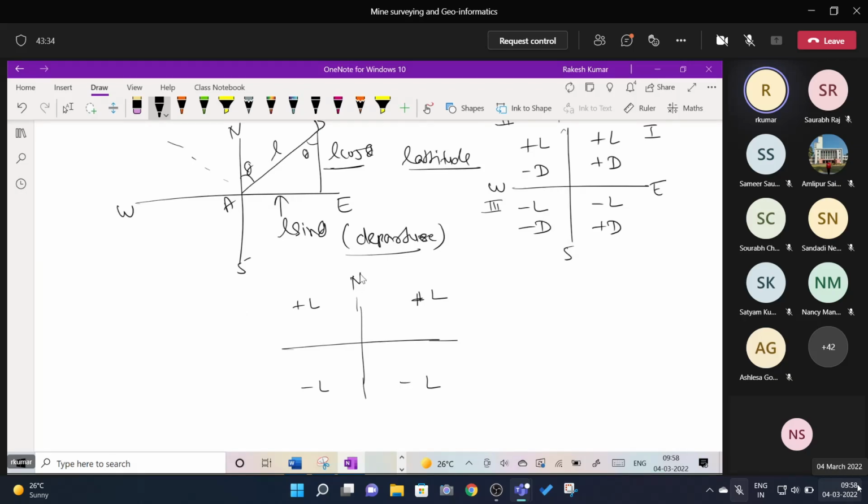Okay? Again, I have to write. And eastern side all departure will be positive, and west side all departure will be negative. Can you remember this lesson?